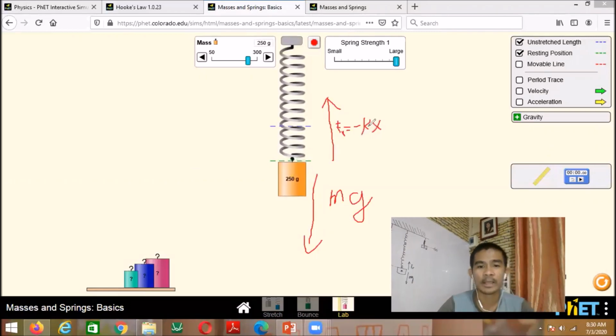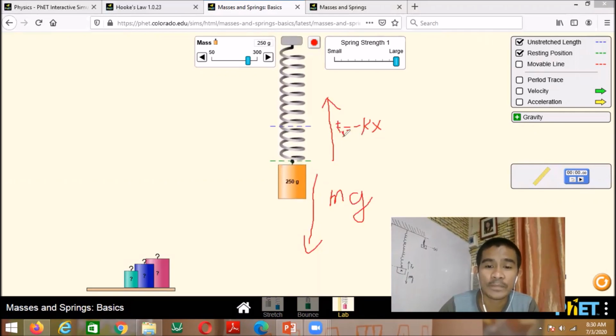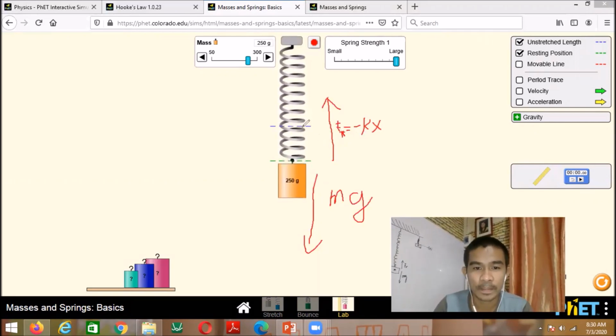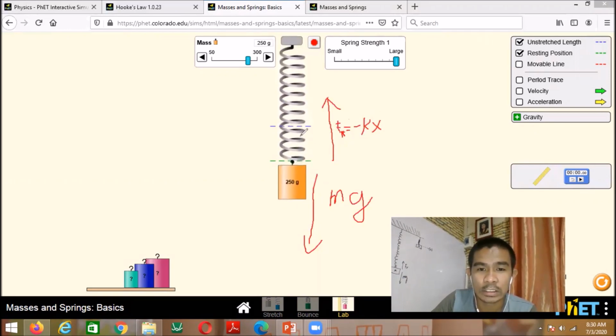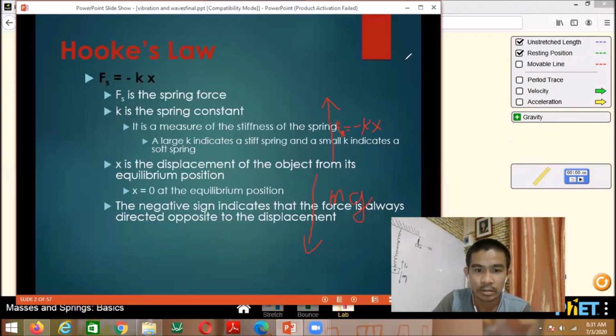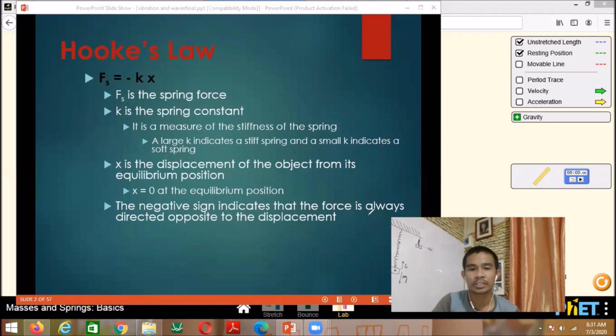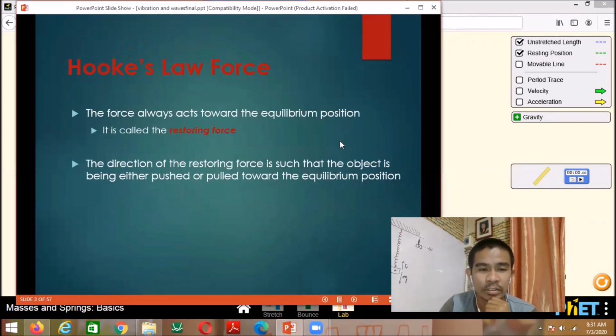Alright, so a negative here, negative k, indicates that the restoring force, or the force exerted by the spring, I'll tell you later why it is called restoring force. The force exerted by the spring is also called restoring force. So the negative sign here indicates that the spring force is in the opposite direction to the displacement of this object on the spring. The negative sign indicates that the spring force is always directed opposite to the displacement. So the force always acts towards the equilibrium position, which is what we call the restoring force.